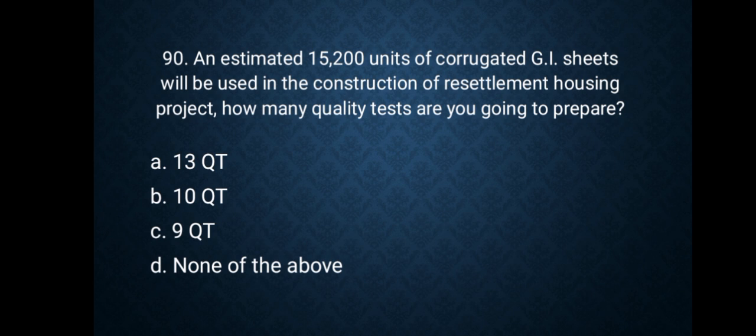An estimated 15,200 units of corrugated sheets will be used in the construction of a resettlement housing project. How many quality tests are you going to prepare? So, an answer sa niya is D, none of the above.